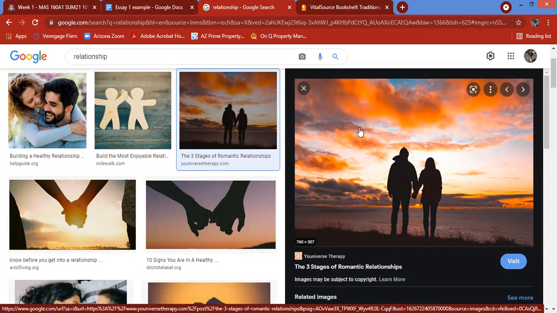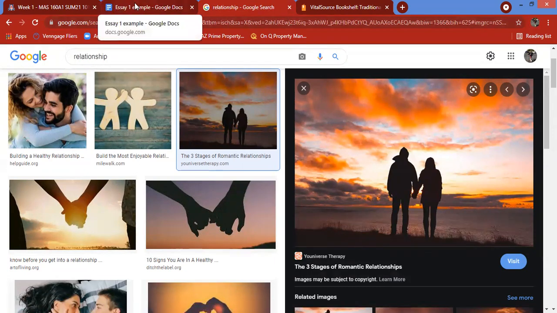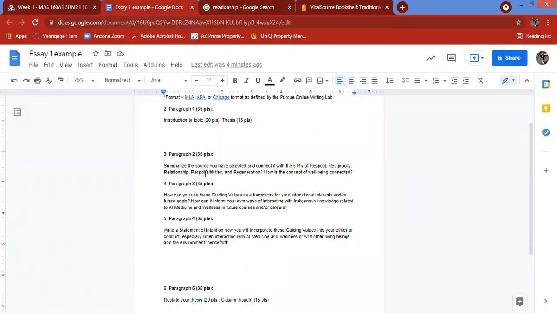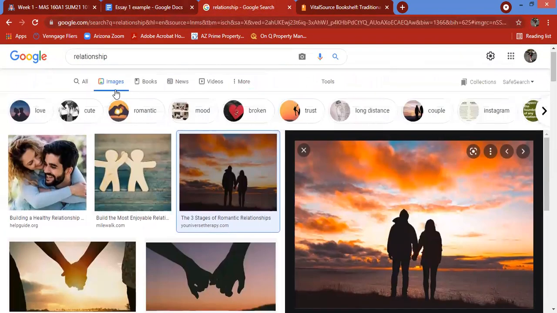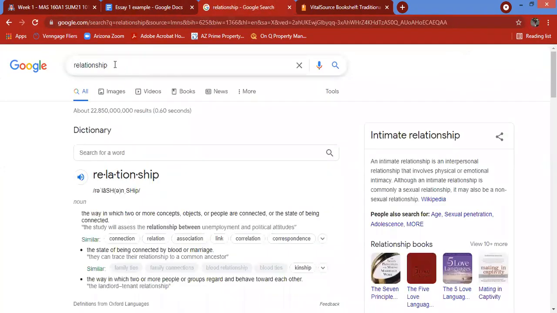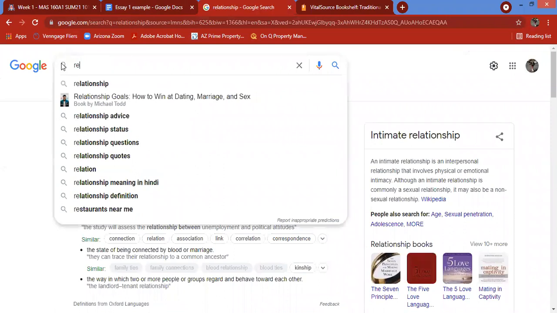So the relationship isn't just a relationship within oneself. It's a relationship with oneself in relation to everything around, including the water, including the land, including all the people. The next R is going to be responsibility. And I believe Dr. Wildcat talked about this.